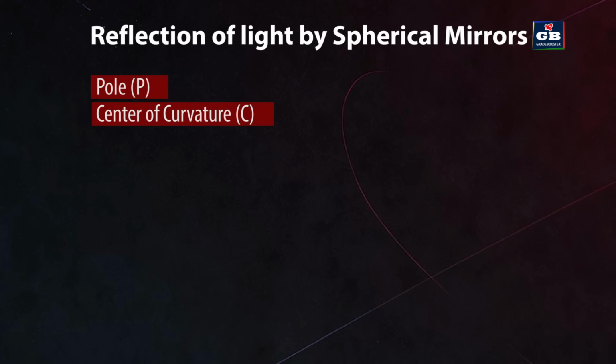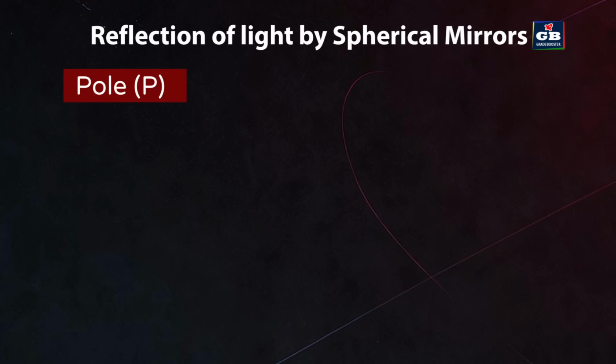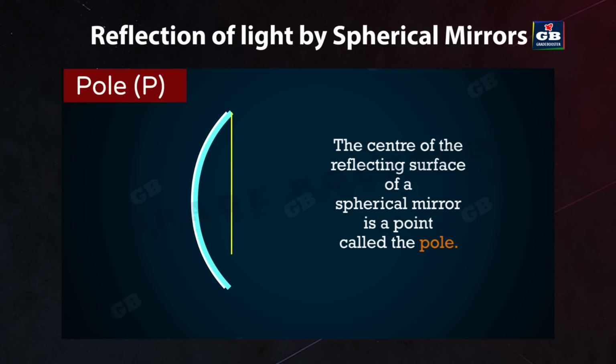To understand reflection by a spherical mirror, we need to know certain terms. Pole. The center point of the reflecting surface of a spherical mirror is called the pole. It lies on the surface of the mirror. The pole is denoted by the letter P.